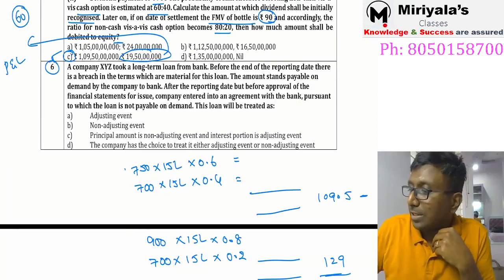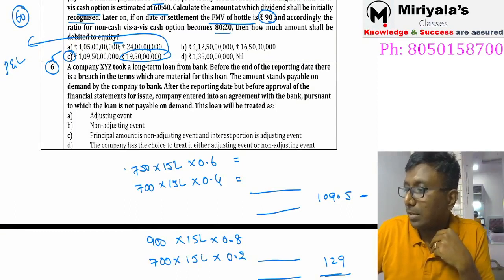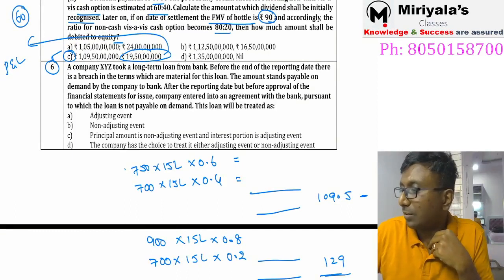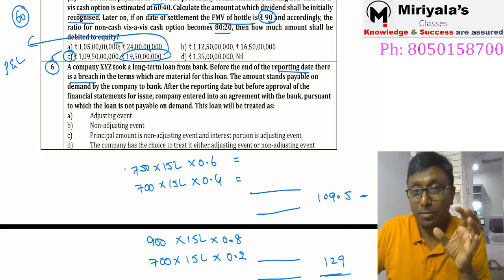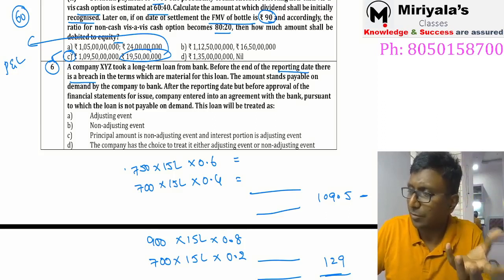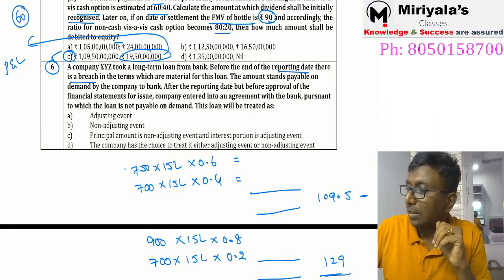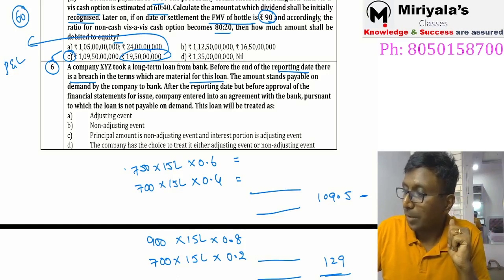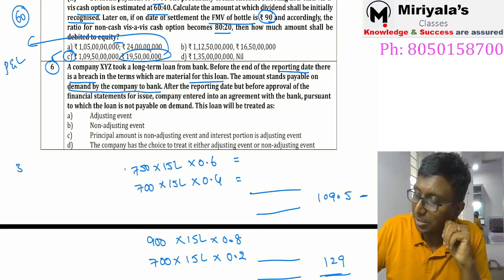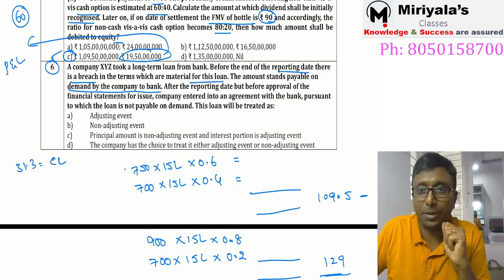Now let's go to the sixth one. A company XYZ took a long-term loan from a bank. Before the end of the reporting date, there is a breach. That means as on 31st March, there is already a breach in the terms which are material for this loan. So there is a breach of contract, so the amount stands payable on demand by the company to the banker. That means, strictly speaking, on 31st March, it is a current liability.